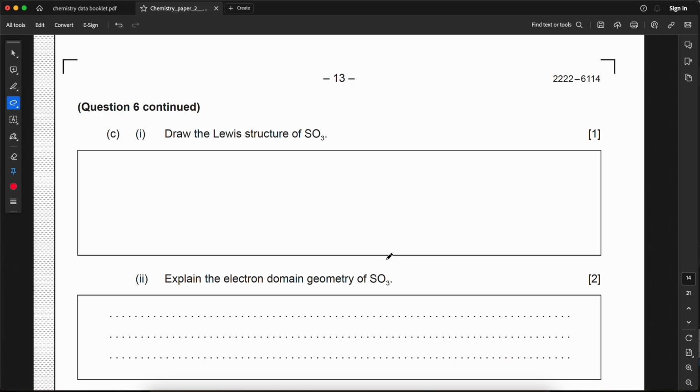Of course, the amount of product will decrease. Draw the Lewis structure of SO3. The Lewis structure will be like this. Okay. Or you can also try to draw the one that can experience resonance. That is also correct. It is accepted as formal charge is not being assessed.